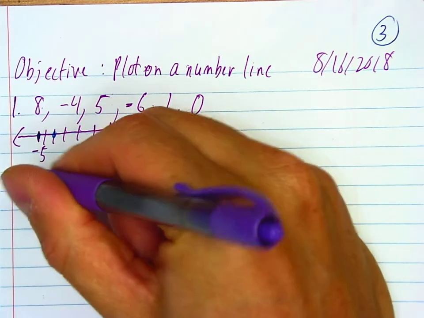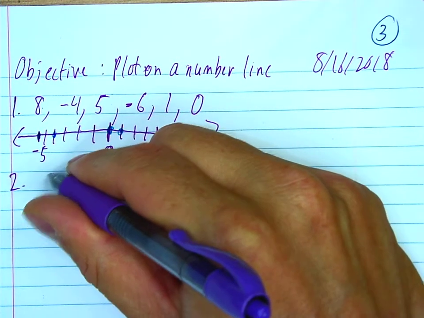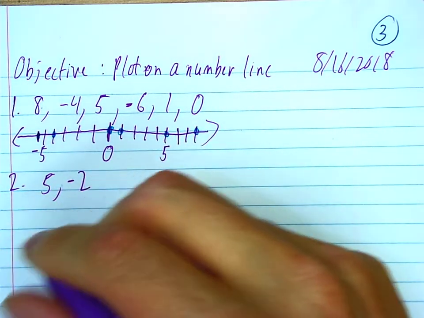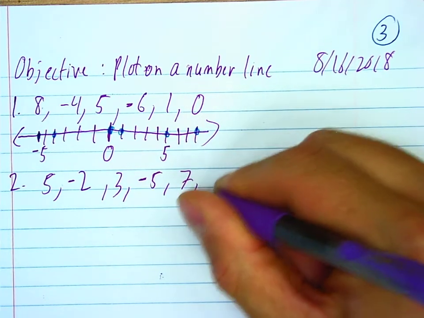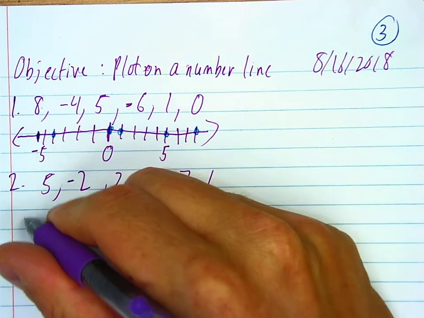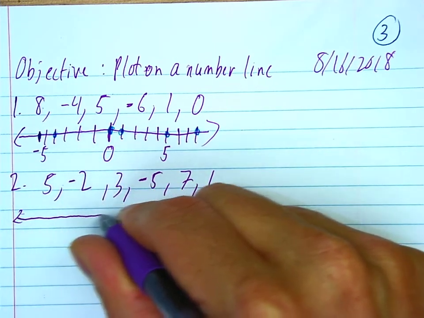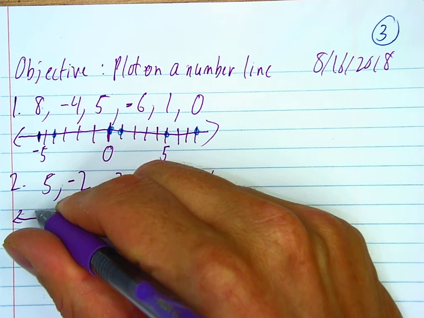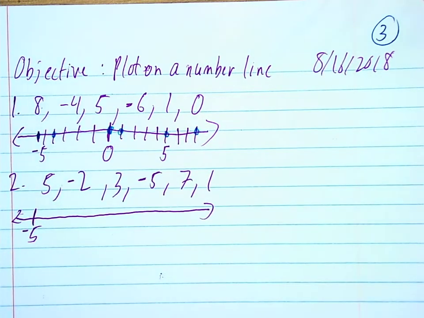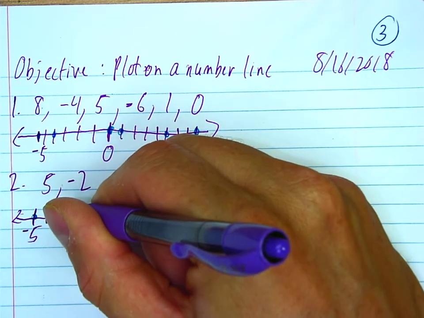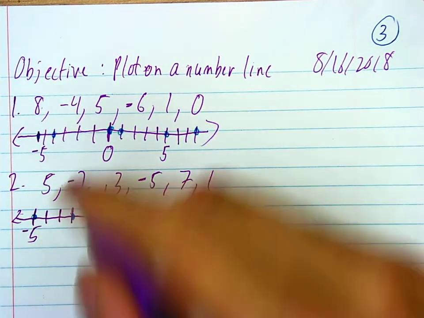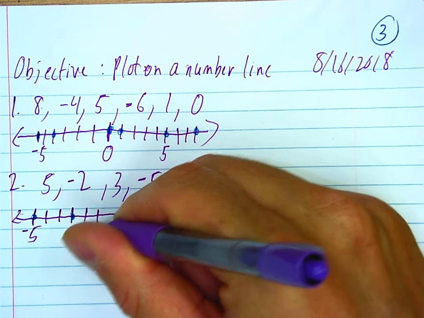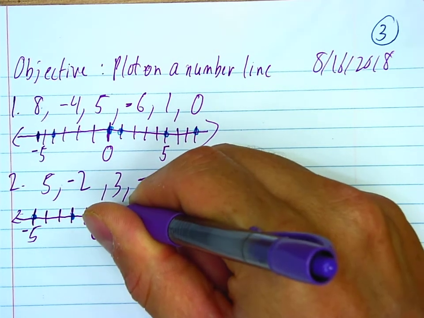Another example. Take, for example, the points 5, -2, 3, -5, 7, and -1. Again, I'll draw my number line. And perhaps we'll draw it slightly differently this time. Perhaps instead of starting at 0, I will start at -5, which is my first coordinate. Well, if that's -5, this would be -4, -3, -2. My next point here, -1, 0. We always label 0 on a grid.